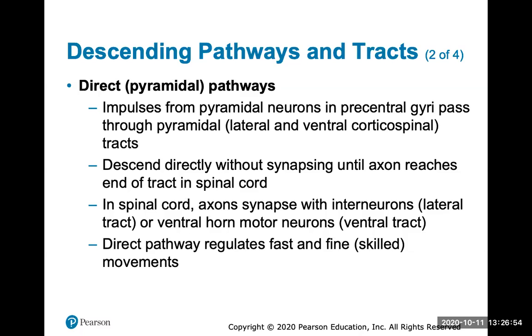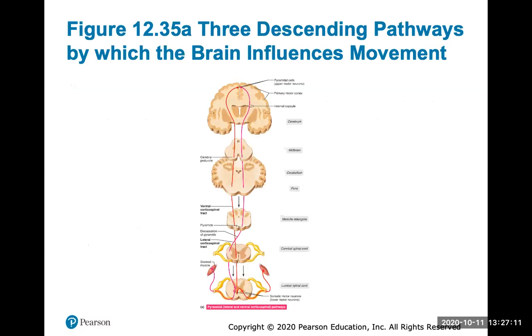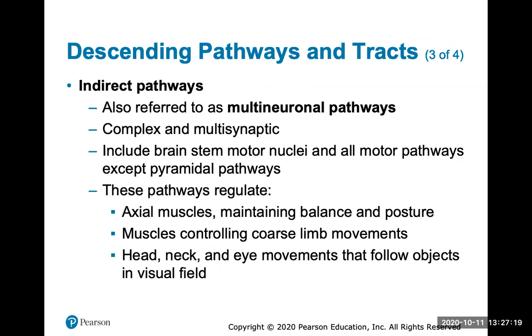They'll descend directly without synapsing until the axon reaches the end of the tract in the spinal cord. In the spinal cord, the axons will synapse with interneurons or ventral horn motor neurons. The direct pathway will regulate fast, fine, and skilled movements. So this is showing the pyramidal or direct pathways. Again, this is a descending pathway to skeletal muscles.